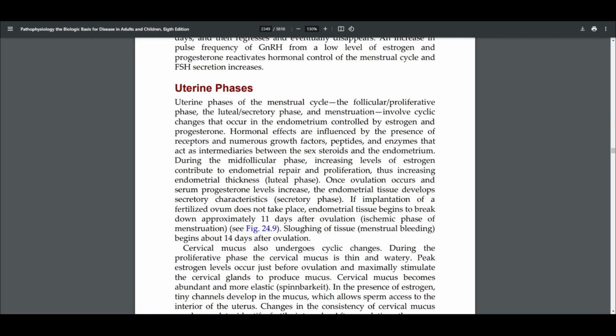During the midfollicular phase, increasing levels of estrogen contribute to endometrial repair and proliferation, thus increasing endometrial thickness. Once ovulation occurs and serum progesterone levels increase, the endometrial tissue develops secretory characteristics. If implantation of the fertilized ovum does not take place, endometrial tissue begins to break down approximately 11 days after ovulation. Sloughing of tissue begins about 14 days after ovulation.